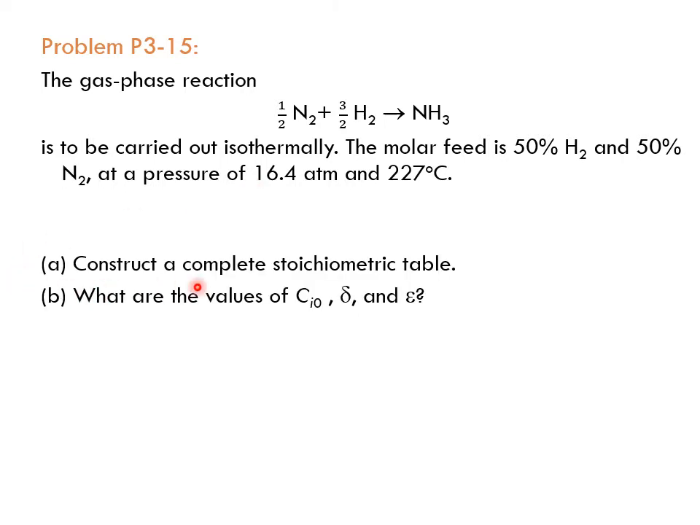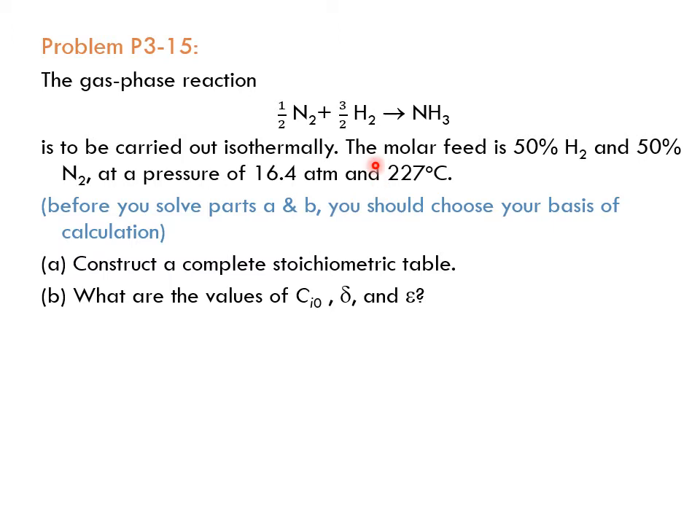Okay, what's required here is to construct a complete stoichiometric table. We learned how to construct a stoichiometric table, and we also want to calculate C_i0 for nitrogen, hydrogen, and ammonia, but not on the feed, and delta, and also epsilon. Obviously, if you want to calculate delta and epsilon, you'll need to rewrite the above equation in such a way that you'll have a stoichiometric number of 1 in front of the limiting reactant. So you need to rewrite the stoichiometric equation again in such a way you have 1 either in front of N2 or 1 in front of H2. So you first find out which one is the limiting reactant. Okay?